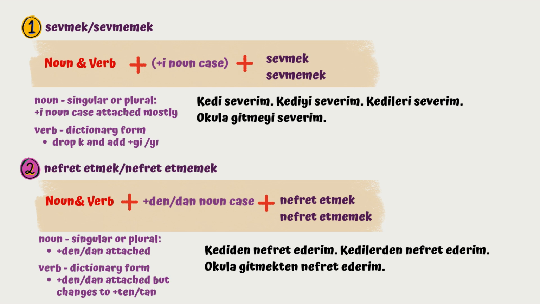And if you want to use nefret etmek or nefret etmemek, which means I hate or I don't hate, again we can use a noun. The noun can be in singular or plural form, but we attach the den noun case. Like these examples, kediden nefret ederim or kedilerden nefret ederim. And if you choose a verb, then we attach the den noun case, but this time den changes to tentan because the verb is going to be in dictionary form and it's going to finish with K. And then we're going to finish the sentence with nefret etmek, nefret etmemek, conjugated accordingly. Like this example, okula gitmekten nefret ederim.